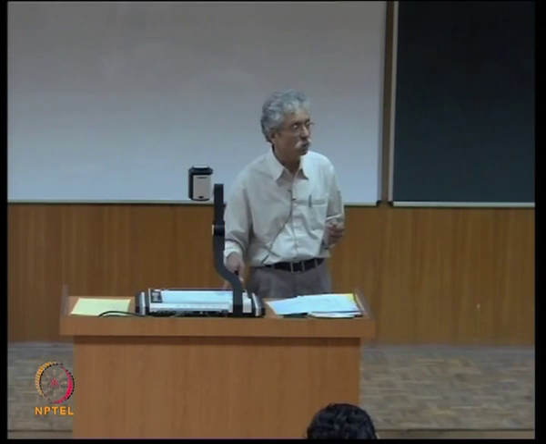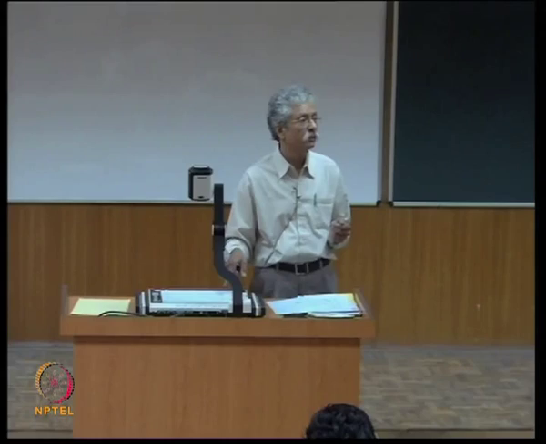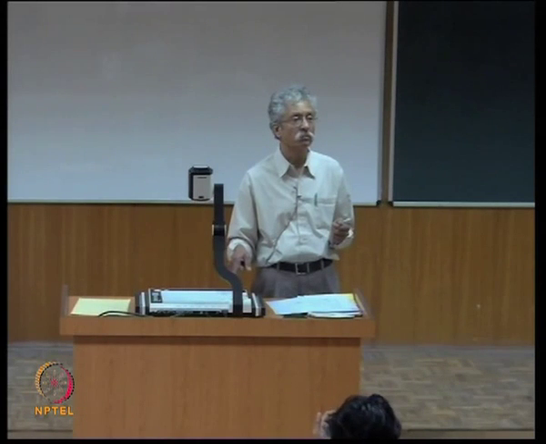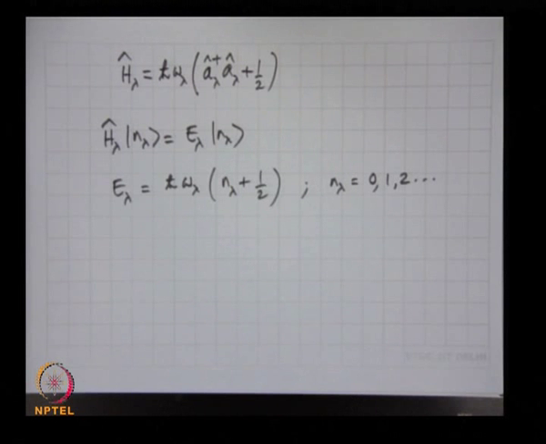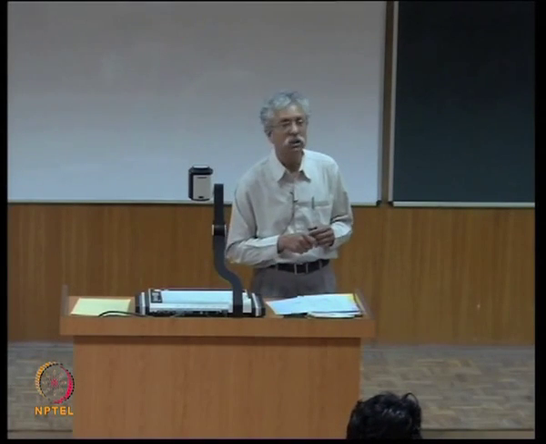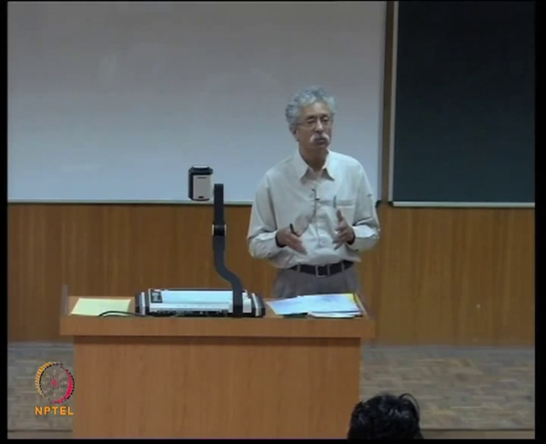This is now quantized. It is now coming because of the quantization of the problem. What it tells me is the lambdath mode of the electromagnetic wave cannot have an arbitrary energy. Its energy has to be (n plus half) times h cross omega of that mode.